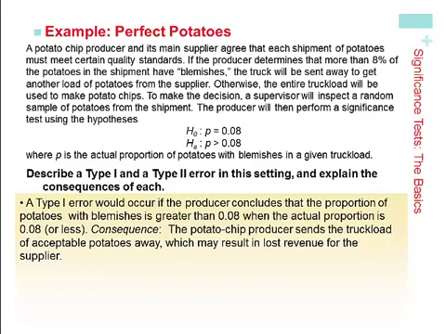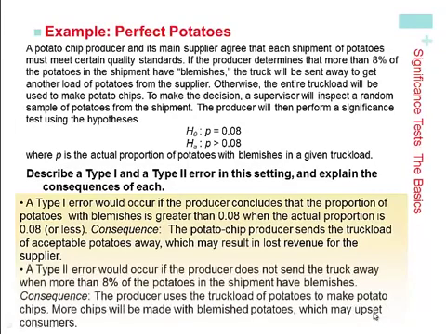Remember, a type 2 error is failing to reject the null hypothesis when the null hypothesis is false. So in context of this problem, a type 2 error would occur if the producer does not send the truck away when more than 8% of the potatoes in the shipment have blemishes. The consequence would be the producer uses a truckload of potatoes to make potato chips. More of the chips will be made with blemishes, which may upset the consumer.